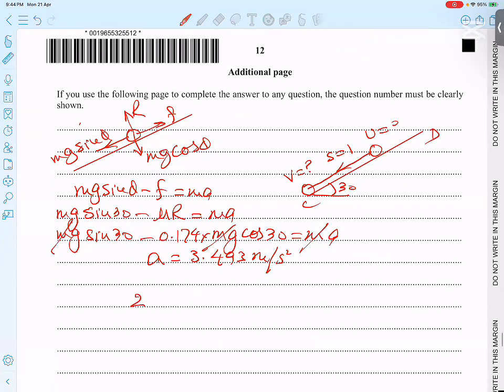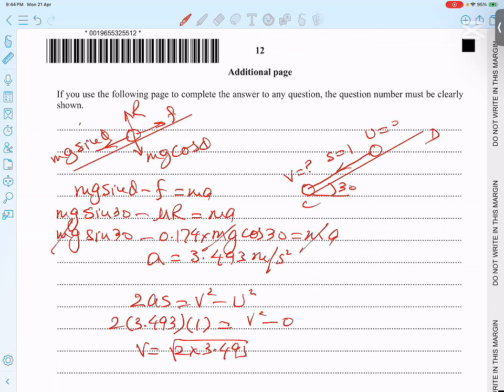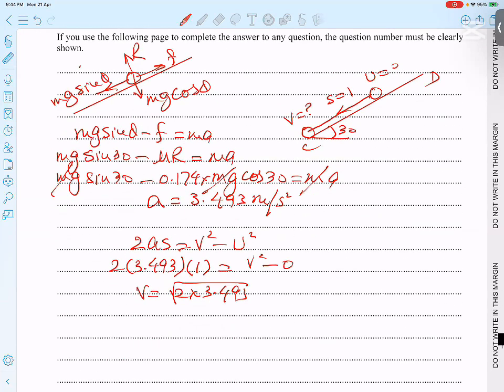I think, students, we can easily get it with 2as is equal to v squared minus u squared. So let's see how we can complete. 2a is 3.493, s is 1 meter, and the starting velocity u is 0. Take a root of the whole thing: 2 into 3.493, and I take a root of this. My answer turns out to be 2.64 meter per second. And I believe the point is very, very clear.